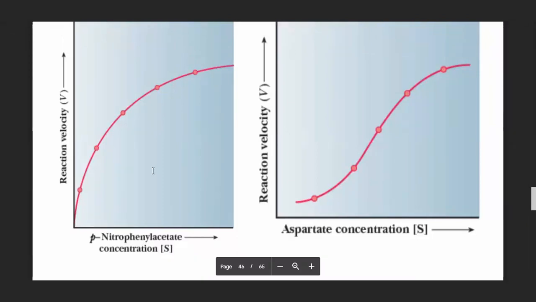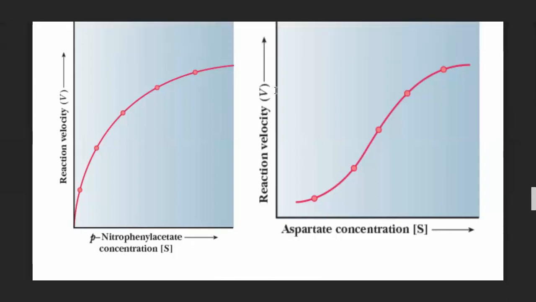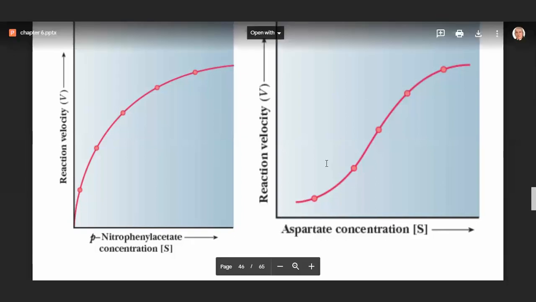Notice, the shape is hyperbolic. So, this shape, hyperbolic for chymotrypsin when you plot velocity versus substrate concentration. However, for the other enzyme, aspartate transcarbamylase, when you plot reaction velocity versus substrate concentration, in this case, the substrate is aspartate, you get a sigmoidal type of curve.